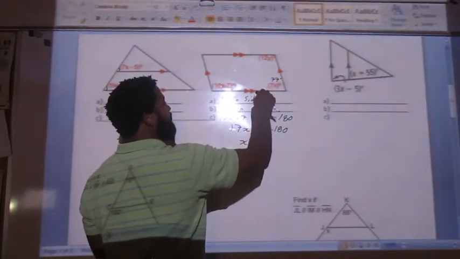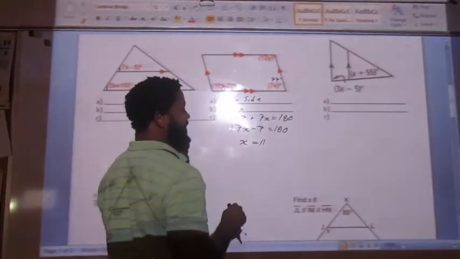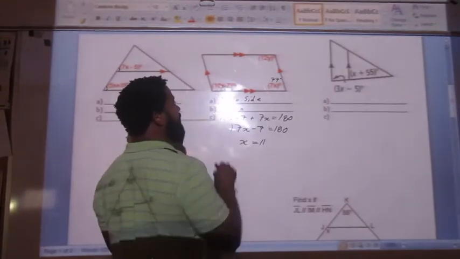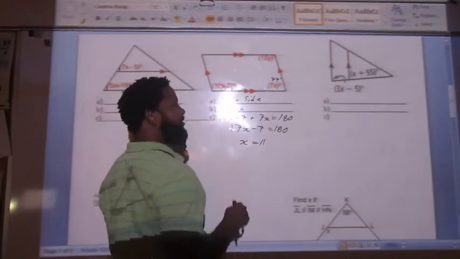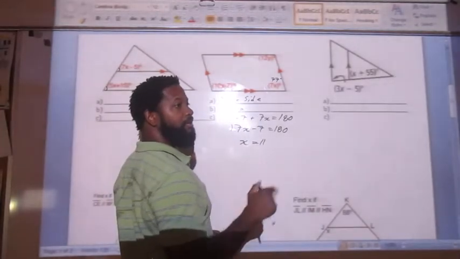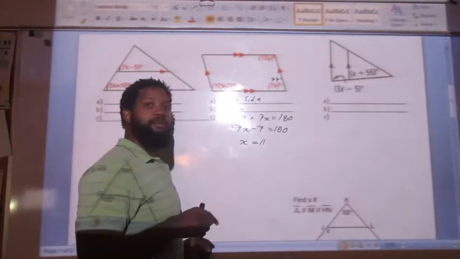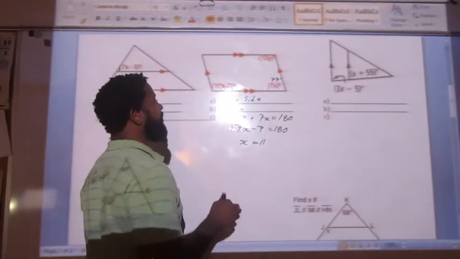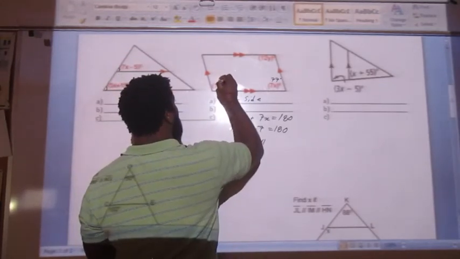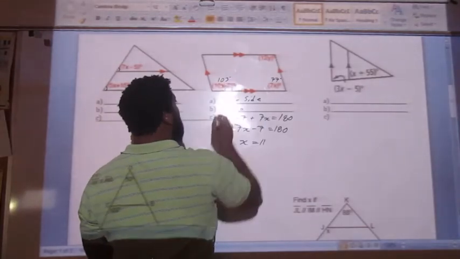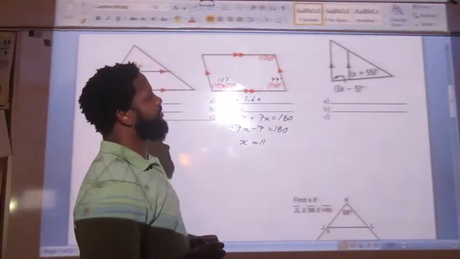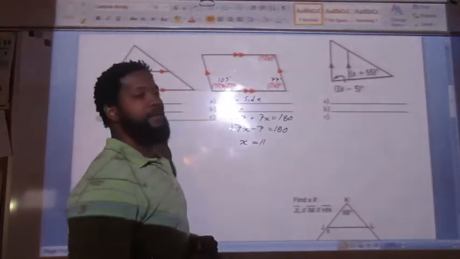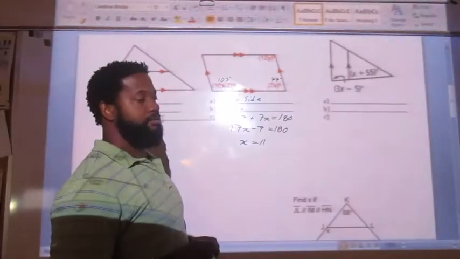And you can plug in the 11 for this one. 11 times 10 is 110. Minus 7 is what? 103. Yes, 103. And this is equal to 103. And then is it 12 times 11? 130. No, it's not 12 times 11 because this is a y right here. So 122.